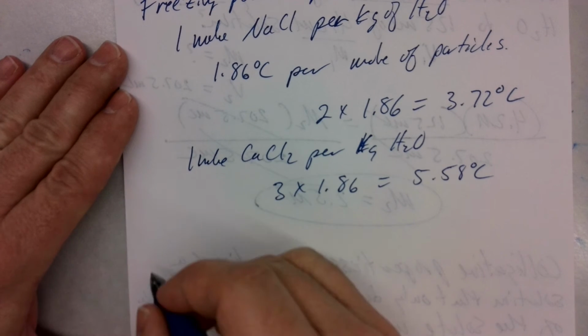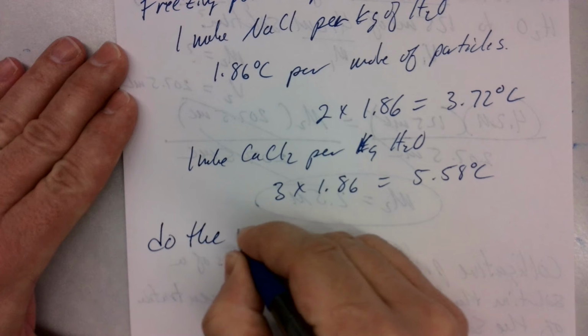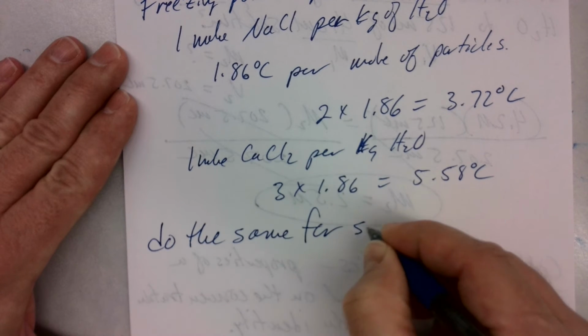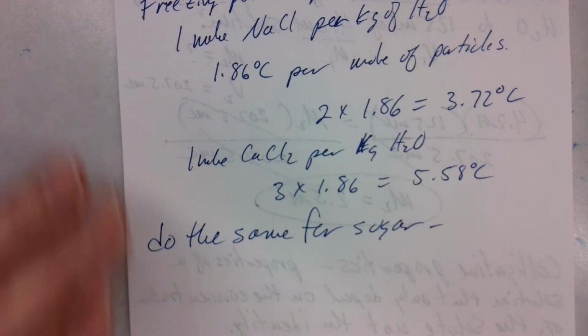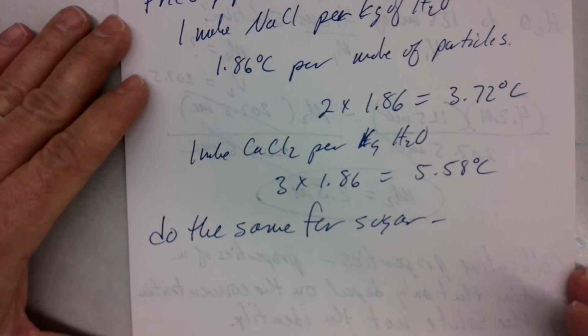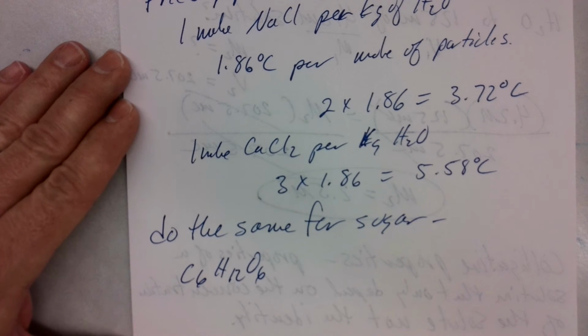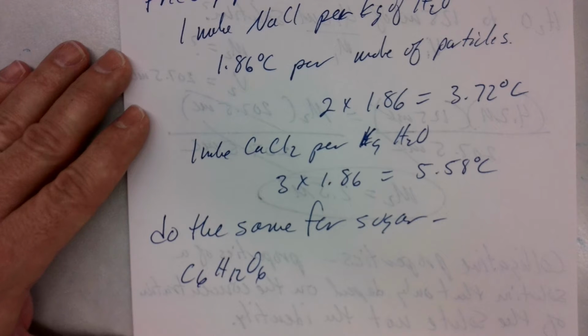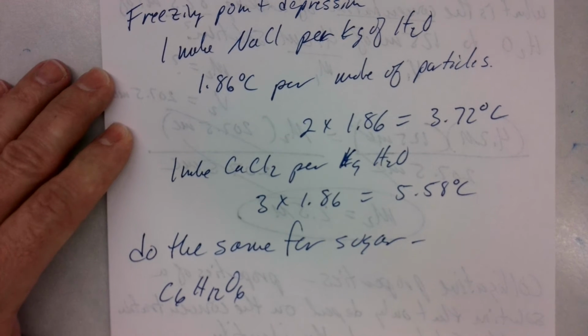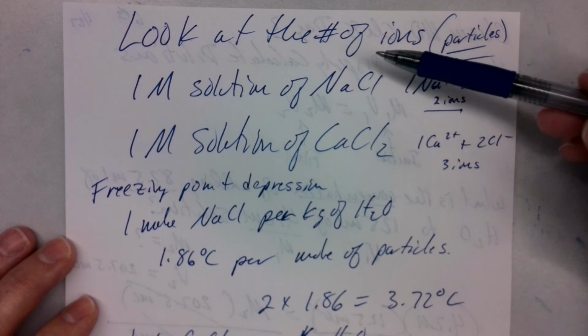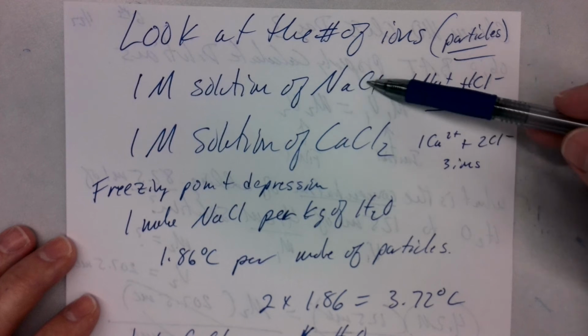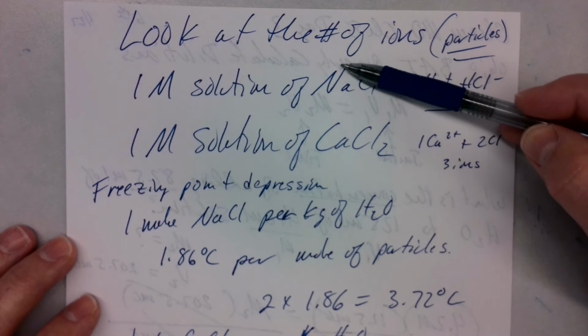Now look at the same thing for sugar. Okay, do the same thing for sugar. Who remembers what sugar is? C6H12O6, right? Now, what kind of molecule is sugar? Anybody remember? Molecule, compound, whatever you want to call it. What did you say this was? An ionic, because it's a metal to a non-metal.